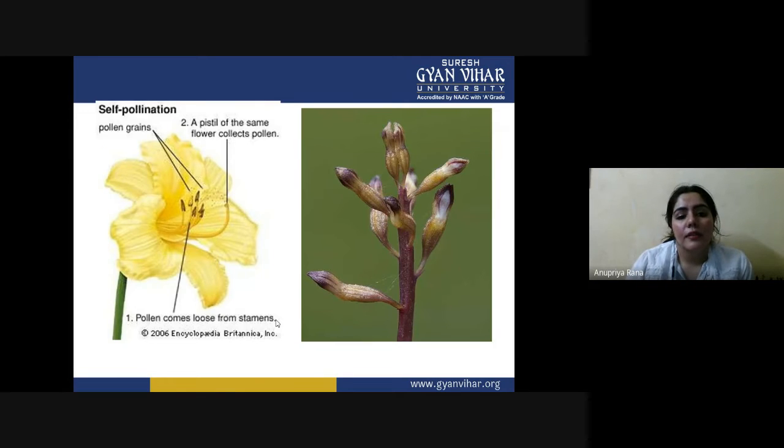Next, here you can see in that diagram all the things which I explained to you, present in a diagrammatic representation. Like self-pollination, this is an open flower and the pistil of the same flower contacts the pollen, the same stigma. So in this kind of formation, the pollen comes loose from the stamen, and basically they just drop onto the style of the stem.